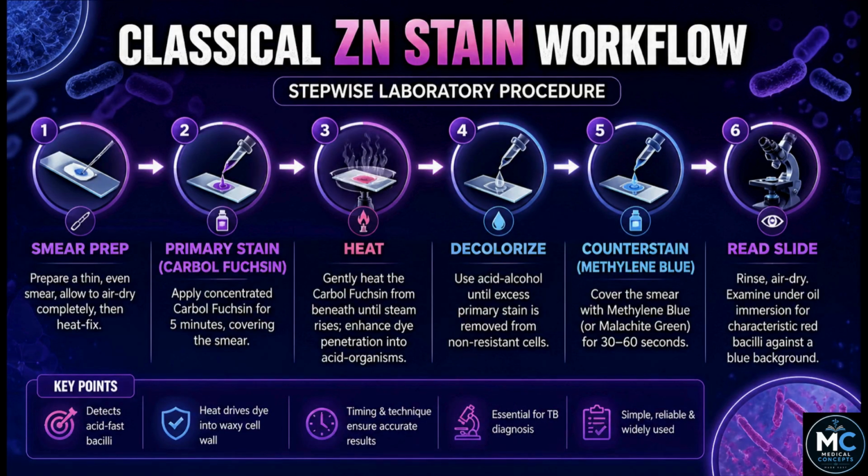Classical ZN stain workflow: stepwise laboratory procedure. Classical staining follows a tightly ordered sequence, where each step prepares the smear for reliable acid-fast visualization. Prepare a thin, even smear and allow it to air dry completely before fixation. Heat step. Apply controlled heat during carbol-fuchsin staining to enhance dye penetration into acid-fast organisms. Decolorize. Use acid alcohol until excess primary stain is removed from non-resistant cells. Read slide. Examine under oil immersion for characteristic red bacilli against a blue or green background.